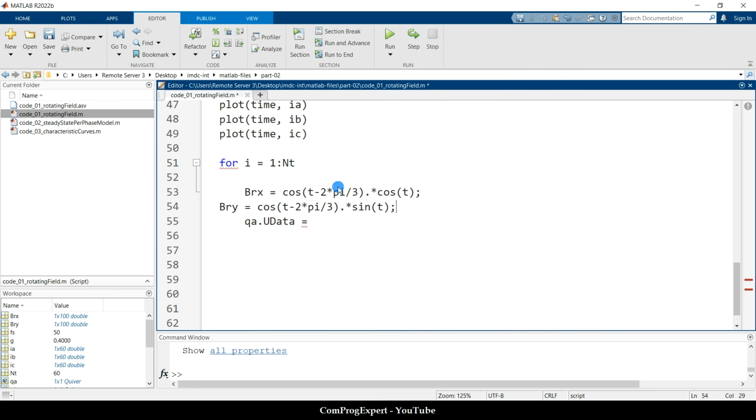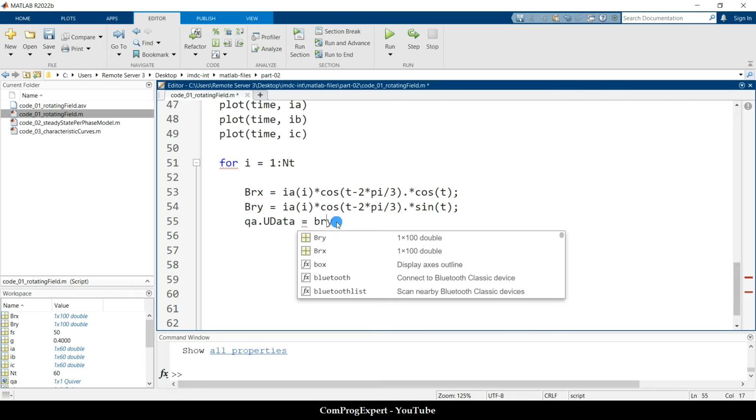So here, this is the BRX and BRY for the phase A. I should modify it by the current at the time step I. Yes, so modify the amplitudes, and this is BRX.